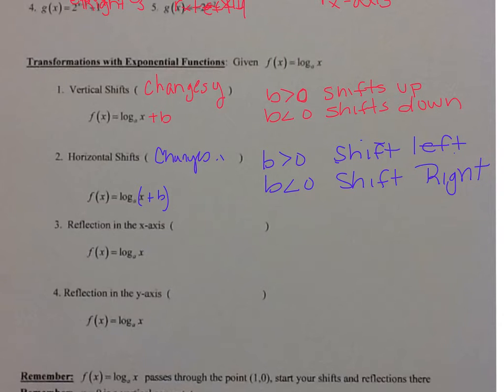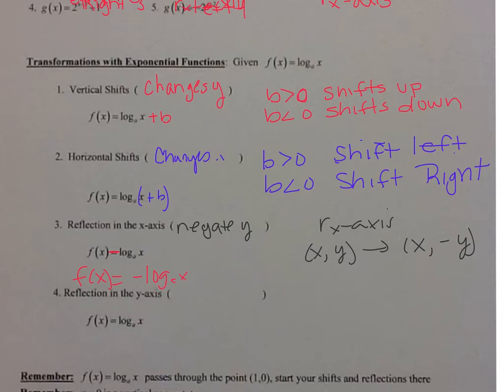Okay, reflection over the x-axis, you negate y. So remember that rule, a reflection over the x-axis, x, y becomes x comma negative y. So your negative would go right in front of the log. So it'd be f of x is equal to negative log base a of x. I had to rewrite it because I couldn't fit it.